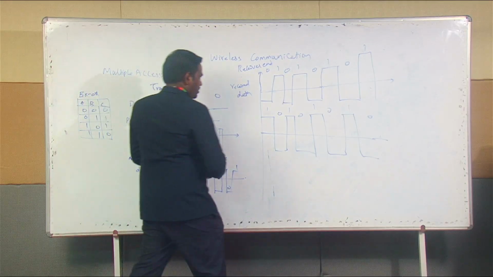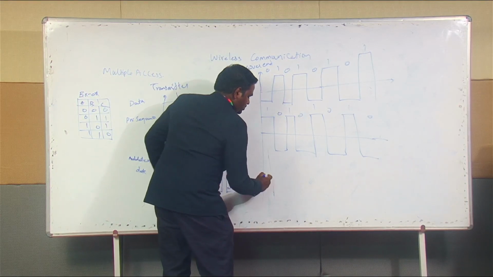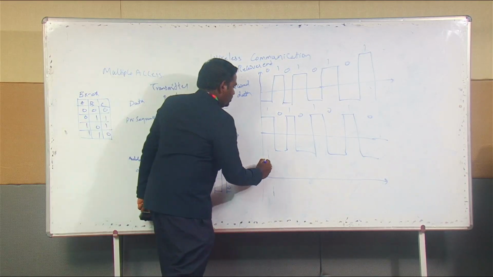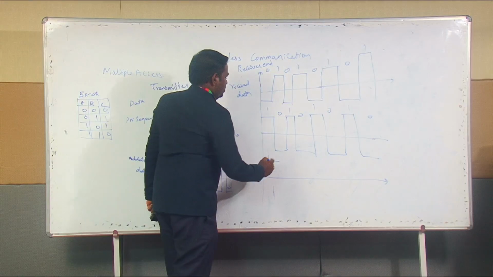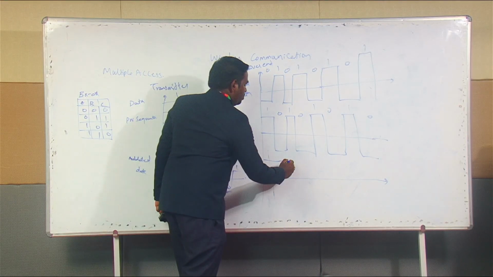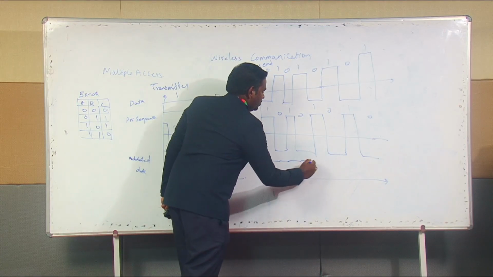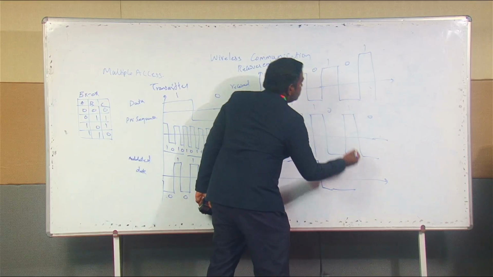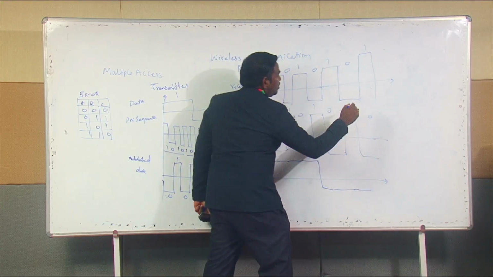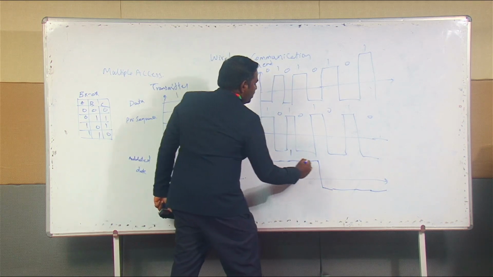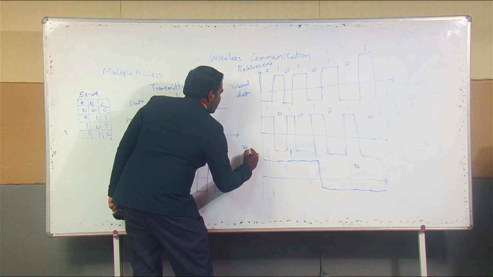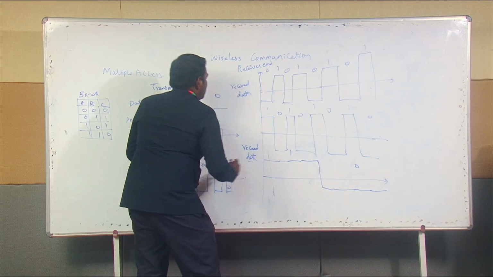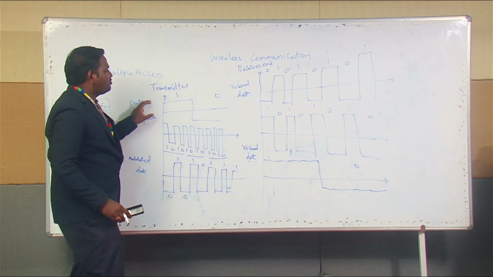So now, tell me. So, 0 1. So, 1 0 1 1 1 0 1 0 1 1. So here, 0 0 0 0 1 0 1 1 0 0 0 0. So, 1 0. So, this is the recovered data. Just see this data as well as the recovered data.